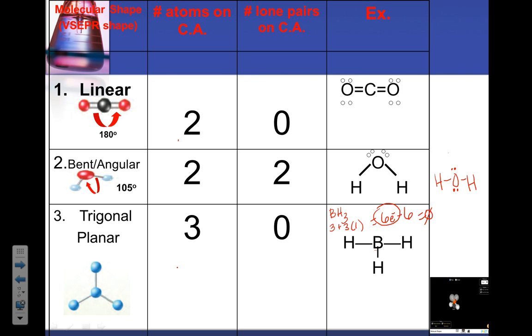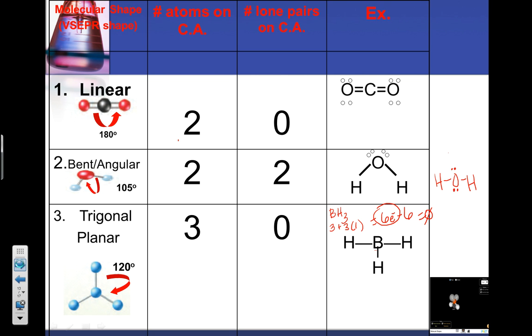Now, when you think of 3, like the geometry, you think of a triangle. So the name of this VSEPR shape is trigonal planar. Think of a triangle. And this is a flat molecule. The bond angles are equally spaced. So your bond angles here are 120-degree bond angles.